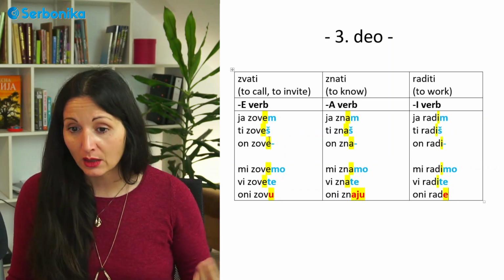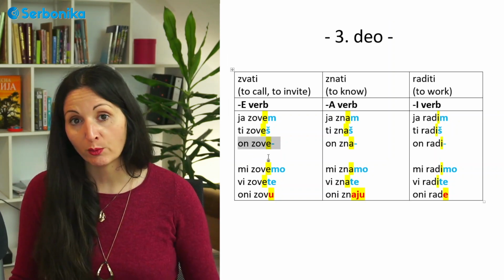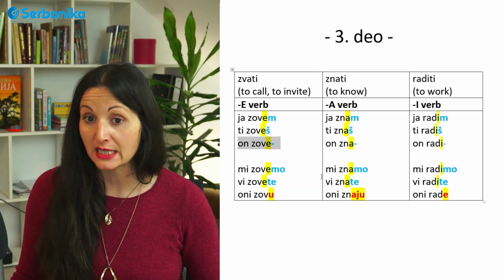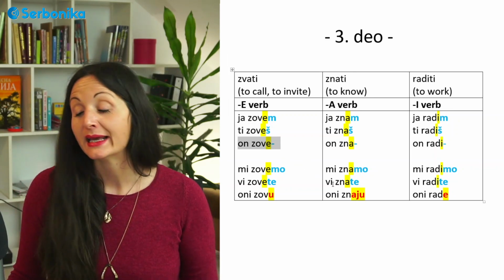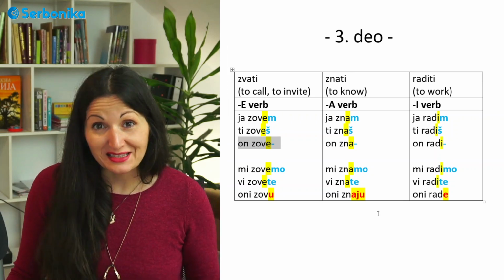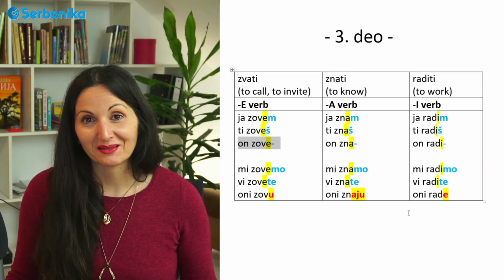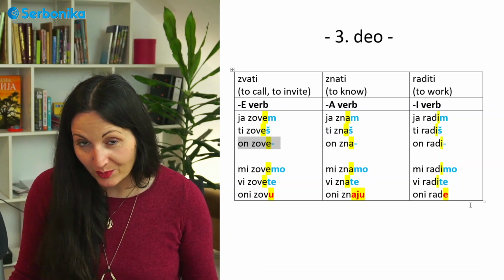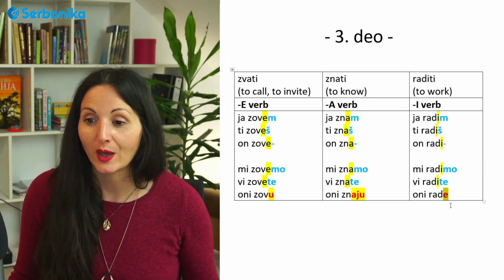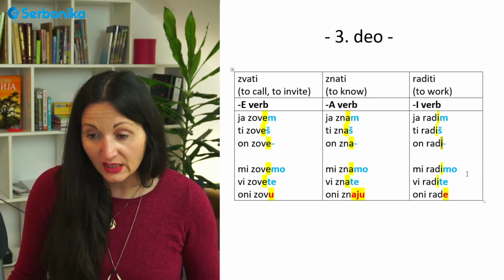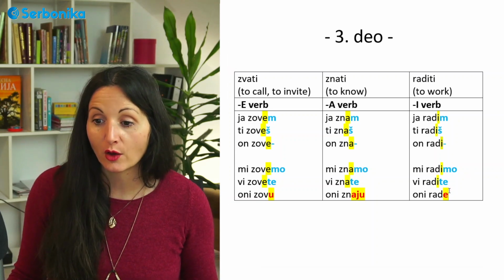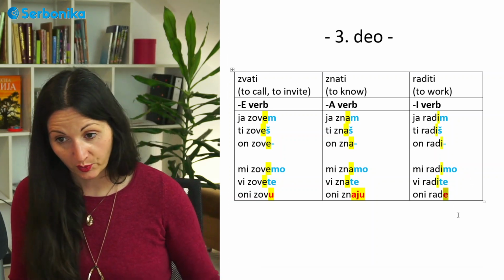E will make you think of the third person singular, like on zove. I'm sorry, this is an unfair segment of our grammar, but that's what it is. Simply, it goes to E here. E in the singular third person goes to E in the plural of third person.